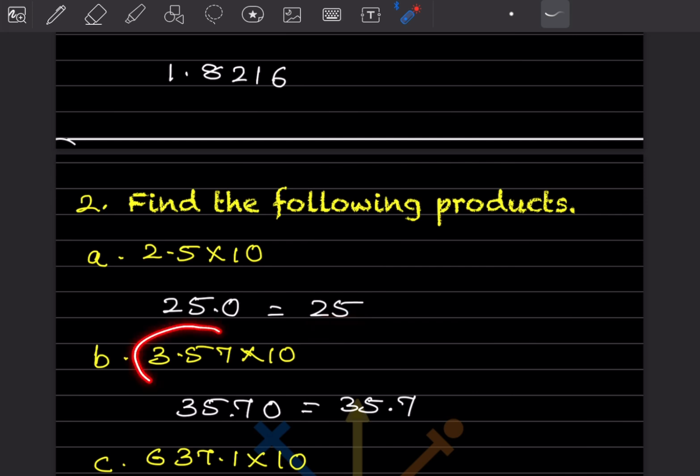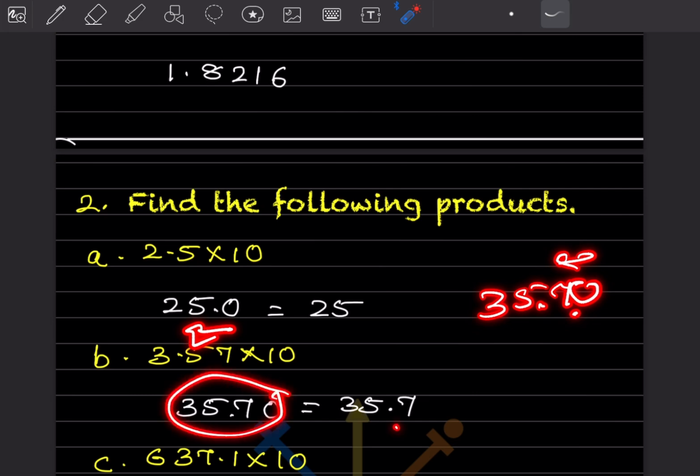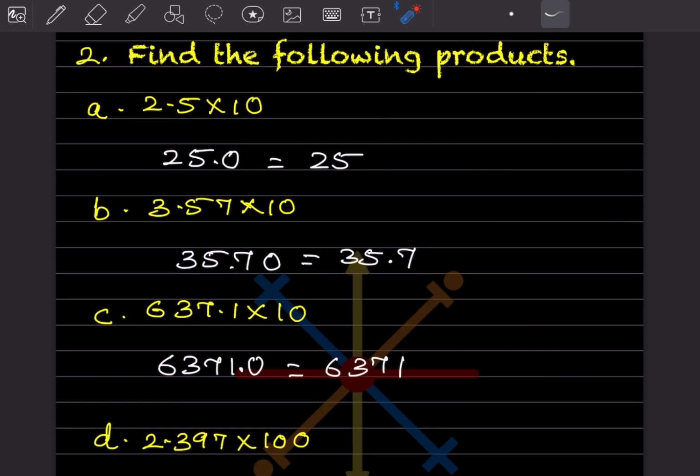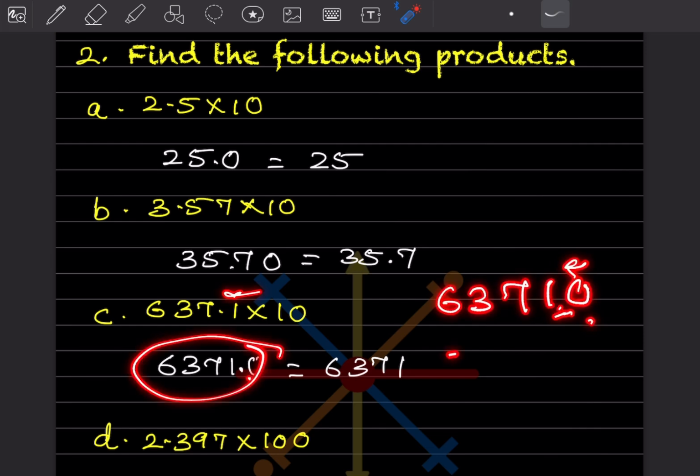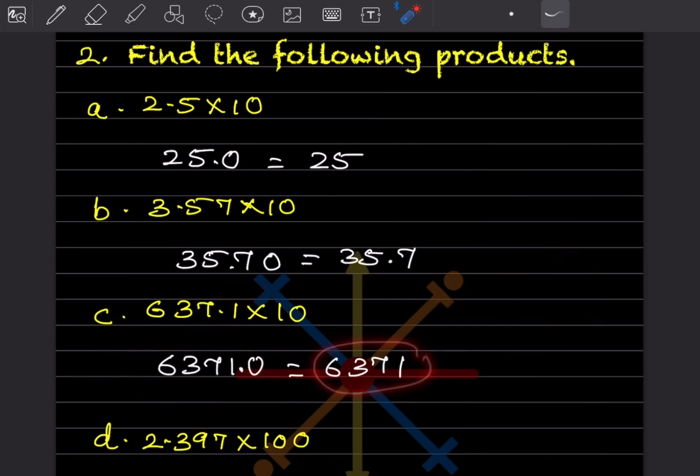Here again, without a decimal, it is going to be 3570. After two numbers is a decimal, so it is going to be 35.70, which means 35.7. Same here. That is going to be 371, and this will be 0. So we are going to put one decimal over here. So that is going to be 0.0, which means 6371.